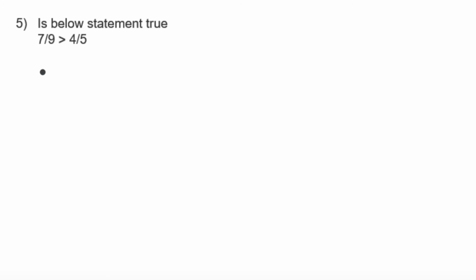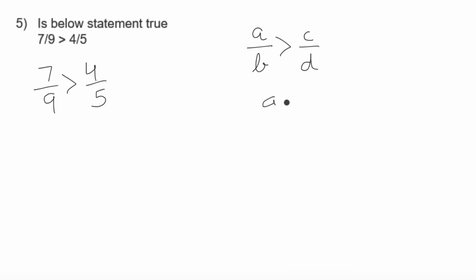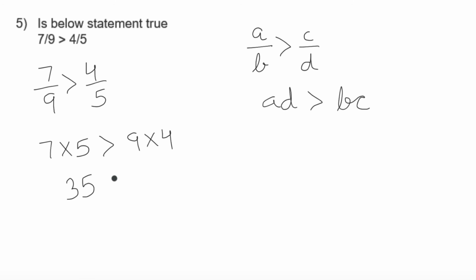Now our fifth question is 7 by 9 is greater than 4 by 5. So as you know the formula, if a by b is greater than c by d, that means multiplication of ad should be greater than multiplication of b and c. We apply this formula here. Now this becomes 7 into 5 is greater than 9 into 4. Here it becomes 35 is greater than 36.